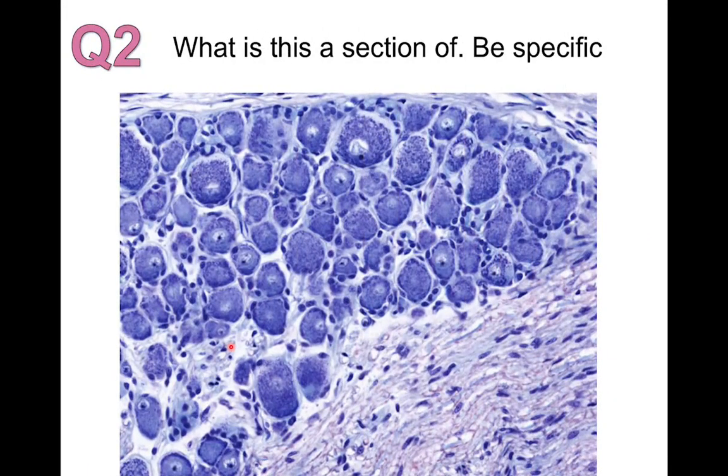Question number 2, what is this a section of? Obviously here we have a collection of neuronal cell bodies, so it's a ganglia, and there are three types of ganglia. We have dorsal root ganglia, sympathetic and parasympathetic ganglia, but this one is a dorsal root ganglia. The cell bodies are round in shape, the nucleus is found at the center, and the satellite cells form a complete ring. So this is a dorsal root ganglia.